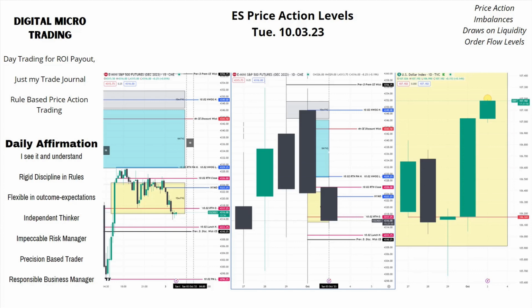My daily affirmation: I see it, understand. Rigid discipline and rules, flexible in outcome expectations, independent thinker, impeccable risk manager, precision-based trader, responsible business manager.